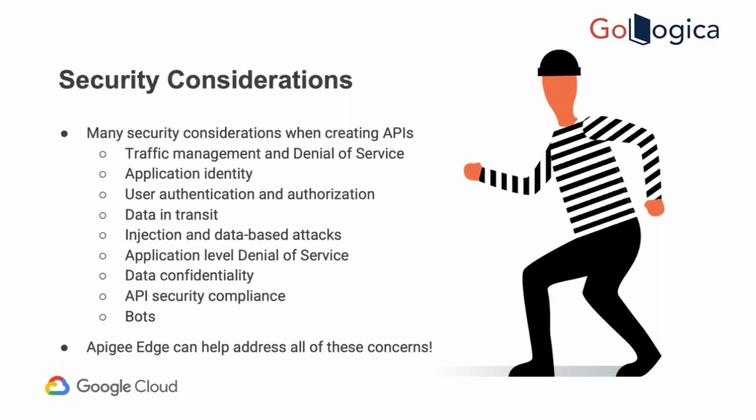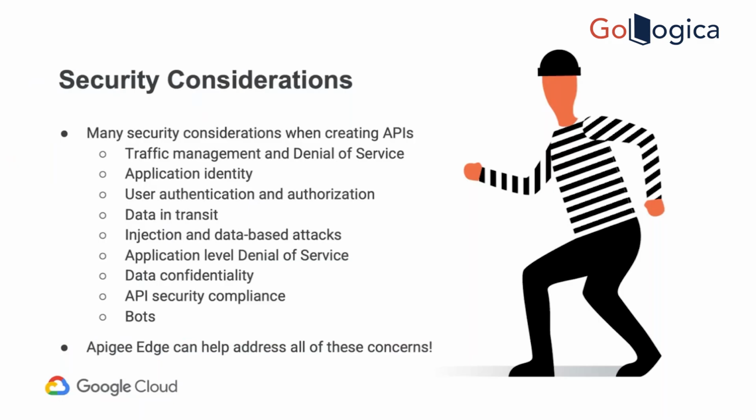The most common security issues or considerations are, we have to manage the traffic and prevent denial of service attacks. Next is identifying the application, or basically application identity. Next is user authentication and authorization. We need to make sure the user who is consuming is authenticated properly, and their access is also valid. And then we also need to consider the data in transit.